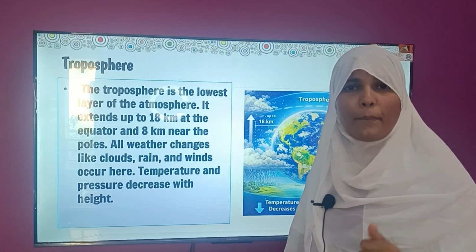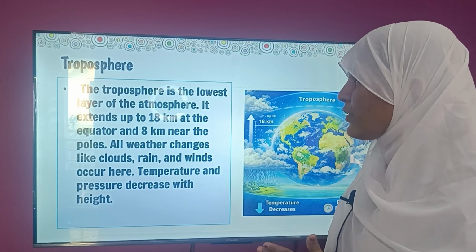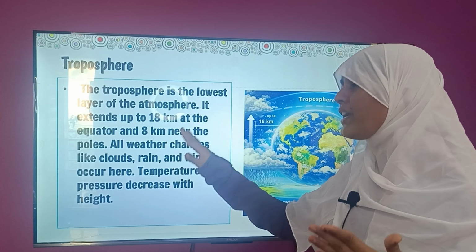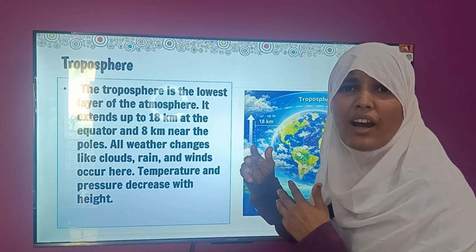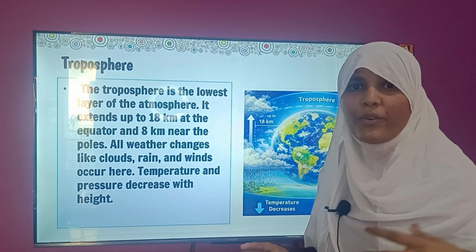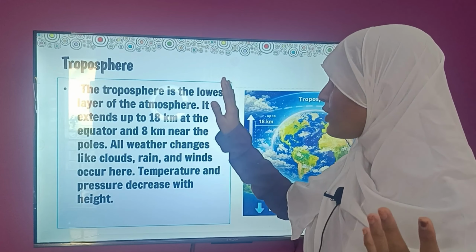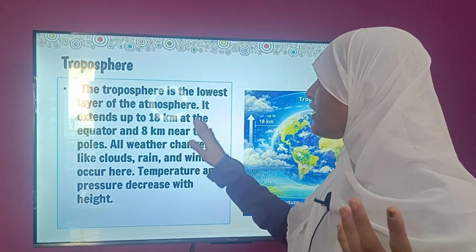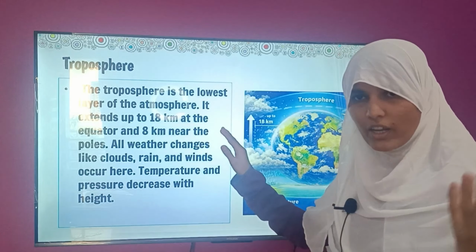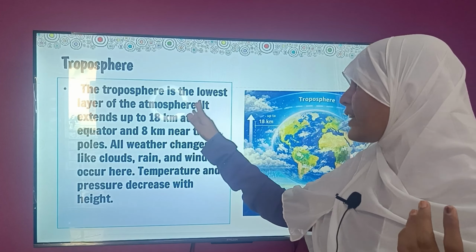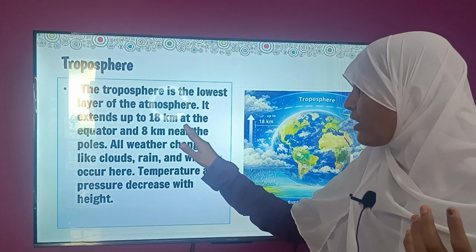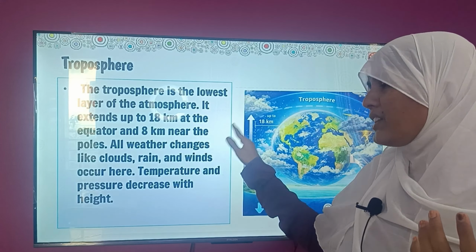The first important layer is the troposphere. Troposphere is the lowest layer of the atmosphere. It is the first and nearest layer to the earth. It is the layer where we all live. It extends up to 18 kilometers at the equator and 8 kilometers near the poles.